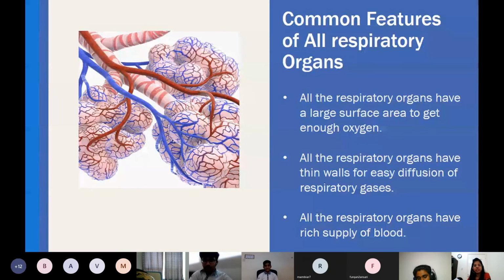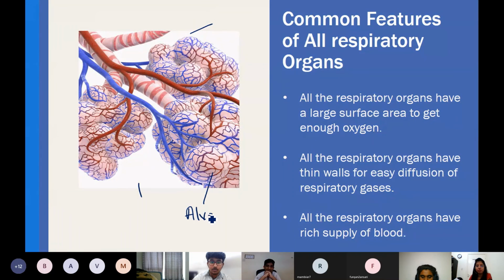Okay, now can you tell me what this picture is? This is the pulmonary system of the lungs. Inside the lungs, our lungs are ultimately divided into balloon-like structures. These balloons are called alveoli. And over the alveoli, you can see the blood capillaries. So our alveoli are supplied by blood capillaries.